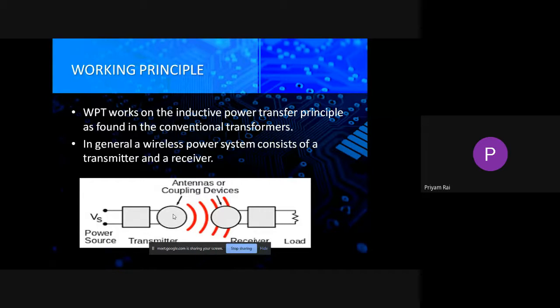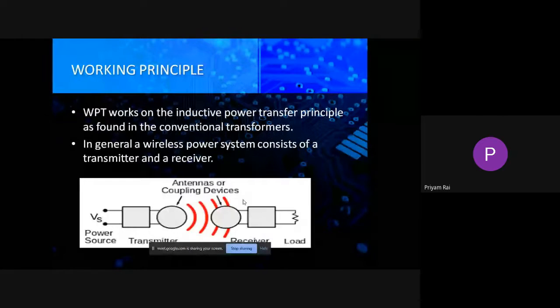Then a similar antenna or a coupling device is used at the receiver to convert this oscillating field to an electrical current, which is then used by the electrical load.